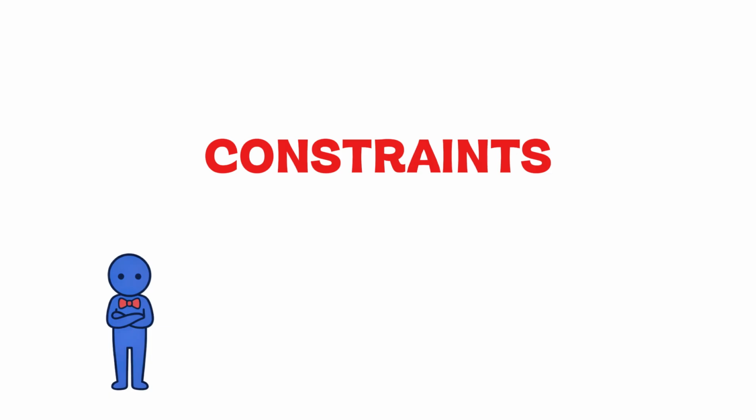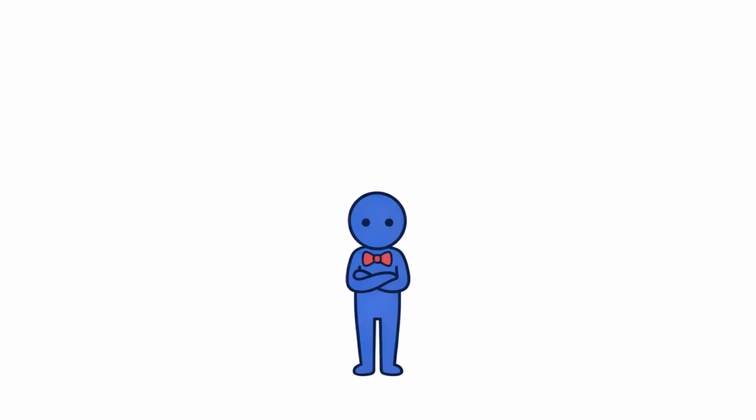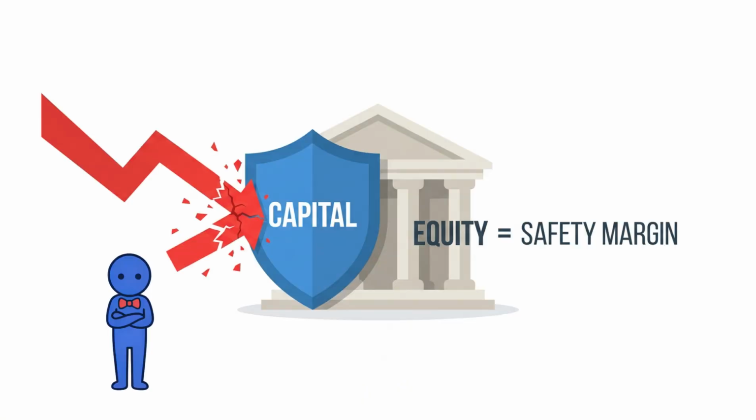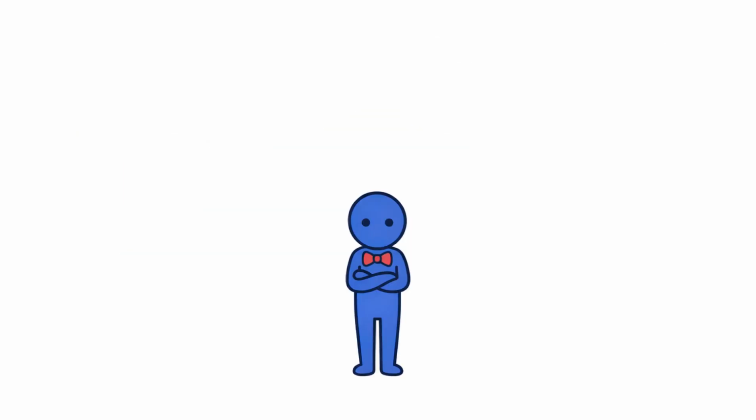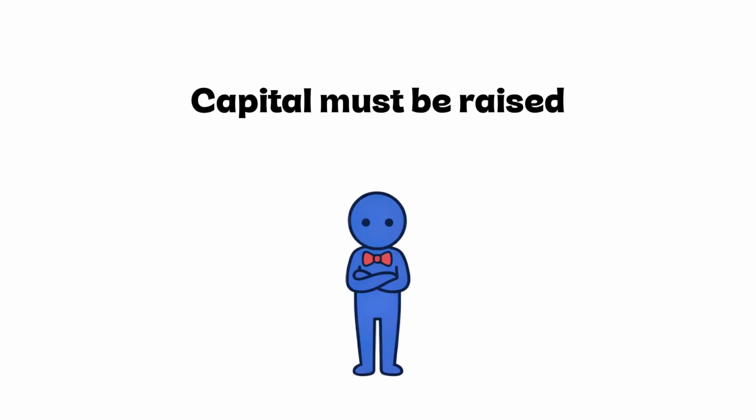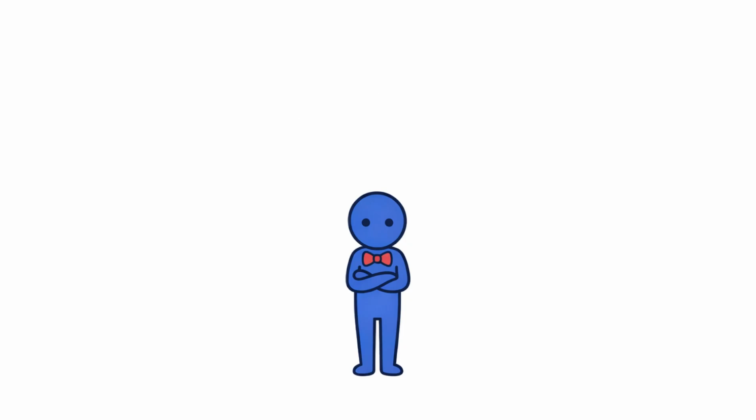The answer is constraints, real, binding, structural constraints. Banks do not operate in a vacuum. They are required to hold capital, real equity, as a buffer against losses. The more loans they extend, the more capital they must maintain. Capital does not appear from nowhere. It must be raised. It must be earned. It represents genuine financial exposure.